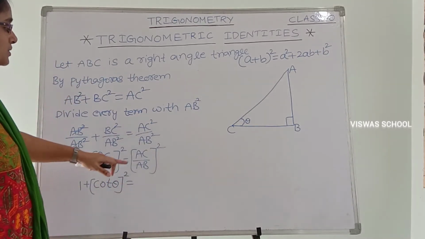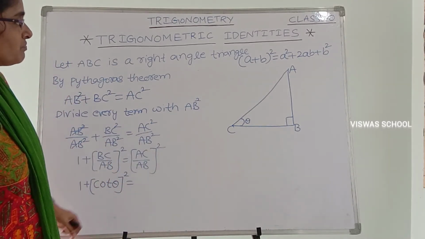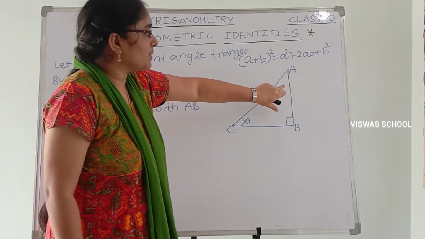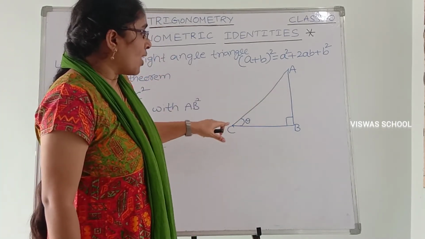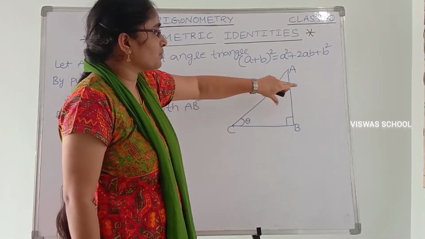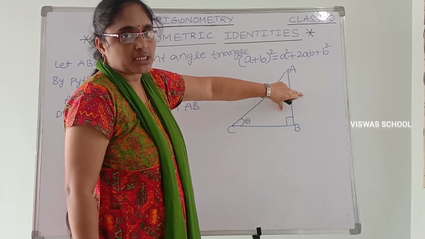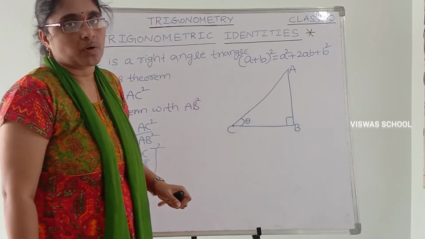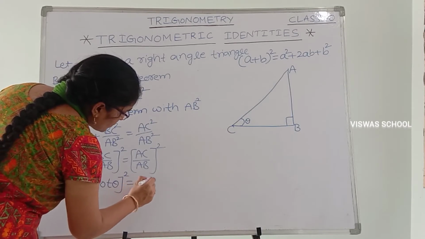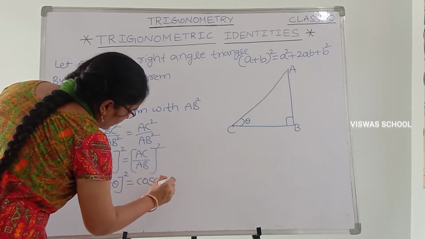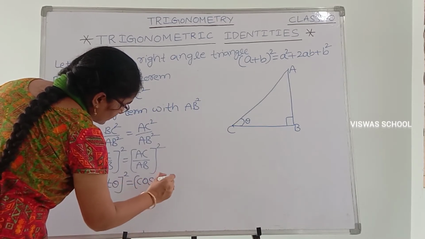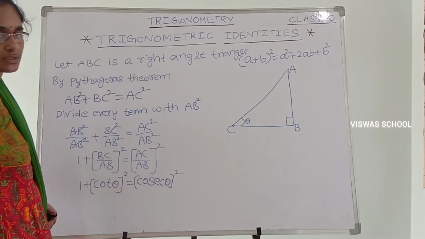And it is equals to AC by AB. AC is the hypotenuse. AC by AB. AB is what here? Opposite to theta. Hypotenuse by opposite to theta. That is, it is equals to what here? Cosecant theta whole square.